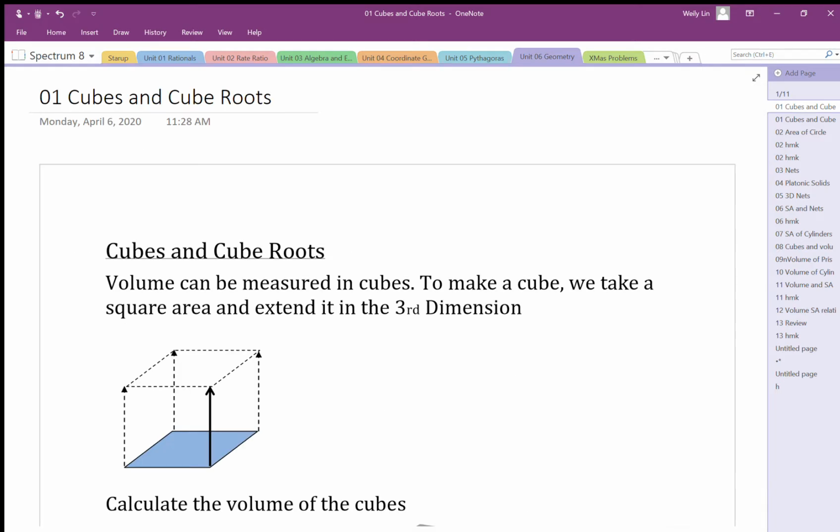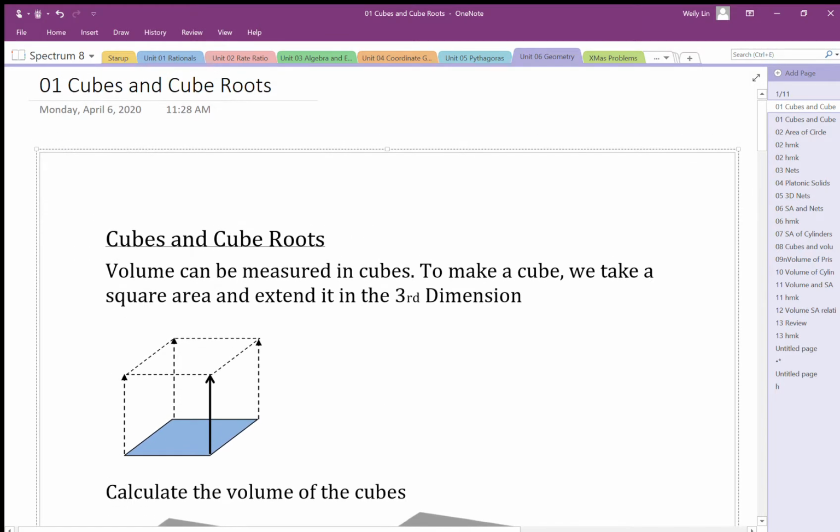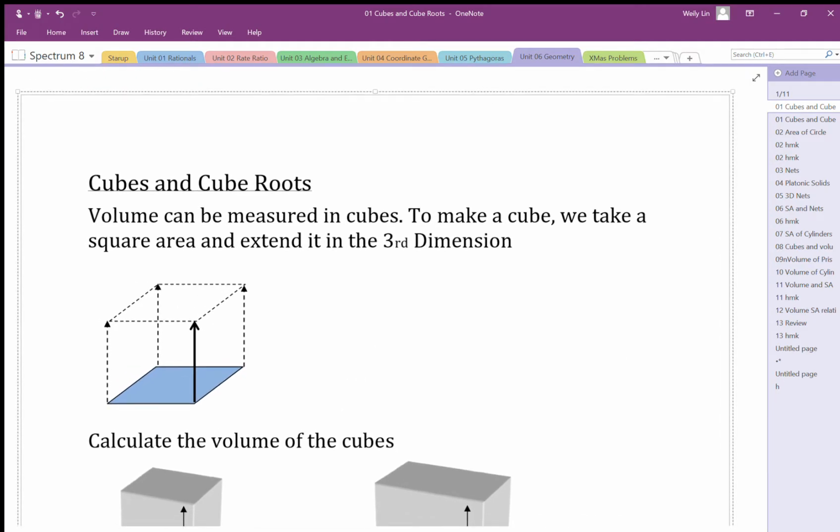We're going to be looking today at cubes and cube roots. So we're starting a new unit. We are basically going to look at taking a cube and cube root of numbers and shapes. So just to start, we want to make sure we understand what cubes and cube roots are. For cubes, we use cubes to measure volumes.